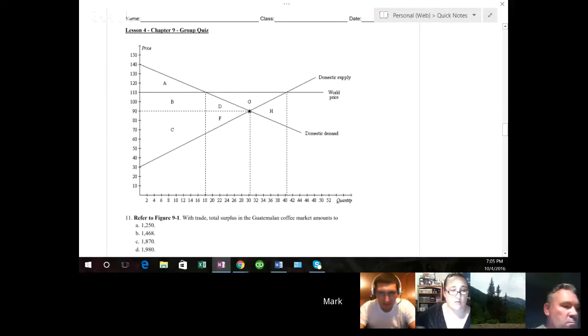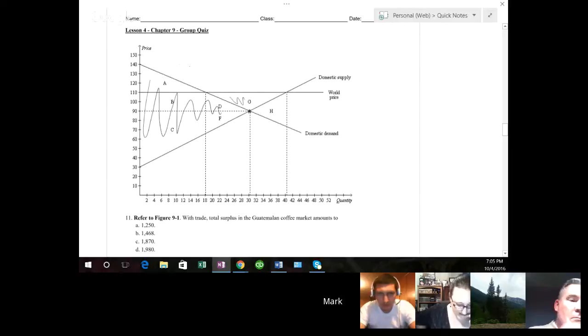Okay. And so you're looking at total consumer and producer surplus, so is it everything but H? Yes, so it's all this in here plus this right here. And so you can find the area of each rectangle, the big one there, A, B, C, and F, D, and F. And then you can also find the area of G and just add them together.